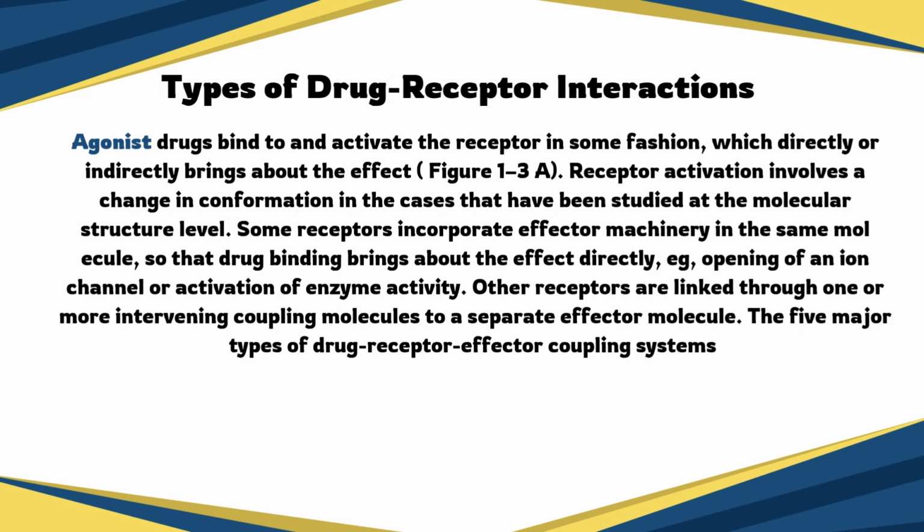Types of drug-receptor interactions: agonist drugs bind to and activate the receptor in some fashion, which directly or indirectly brings about the effect. Receptor activation involves a change in conformation in the cases that have been studied at the molecular structure level. Some receptors incorporate effector machinery in the same molecule so that drug binding brings about the effect directly, for example, opening of an ion channel or activation of enzyme activity. Other receptors are linked through one or more intervening coupling molecules to a separate effector molecule. The five major types of drug-receptor-effector coupling systems.